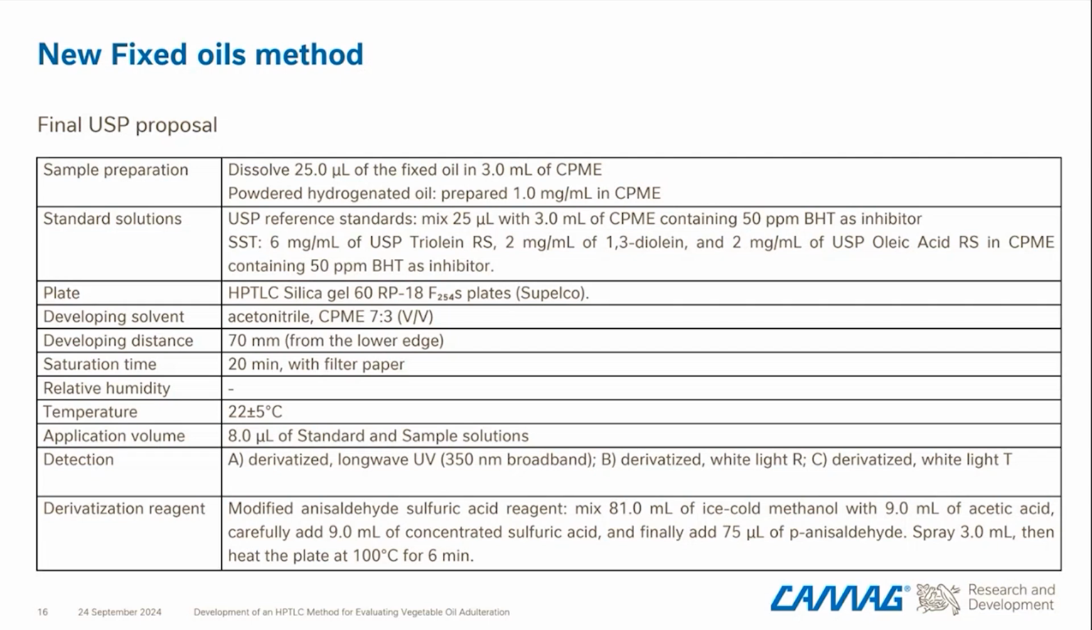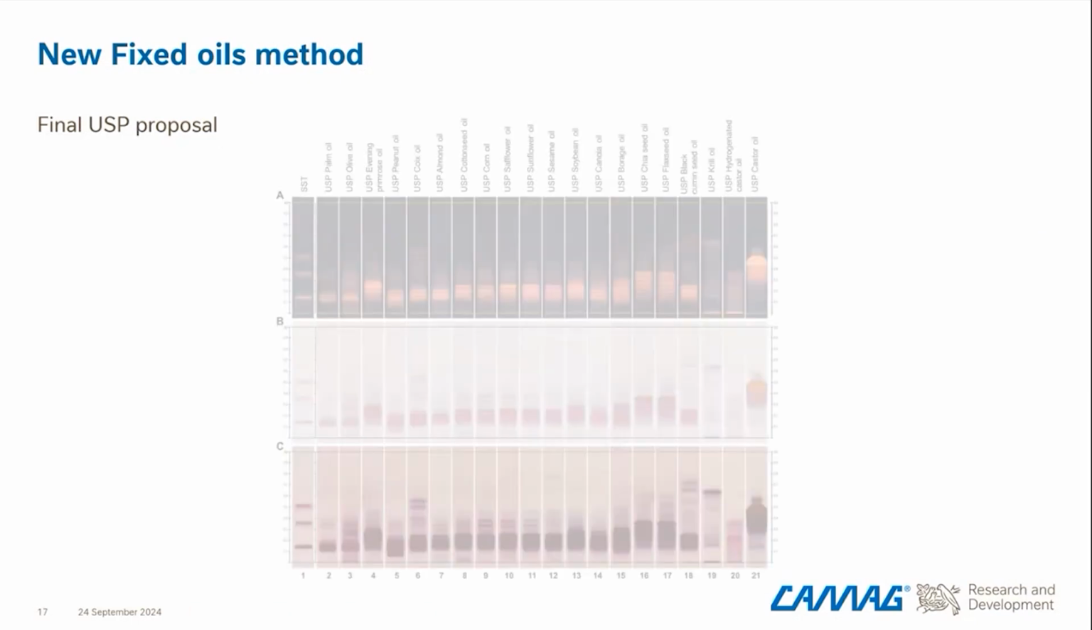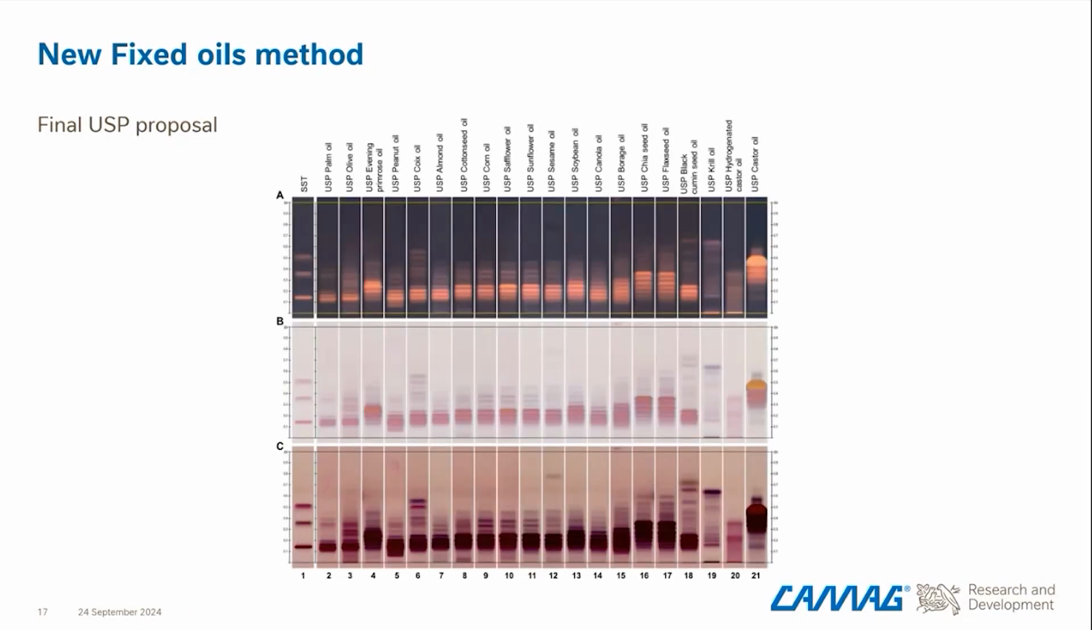Then the application volume is 8 microliters. Derivatization is using the modified anisaldehyde sulfuric acid reagent. And for the detection, we have the long wave UV and the white light R and the white light T after derivatization. When you look at the fingerprints, here is what we obtain with all the USP references. So you see that the method is really colorful, and each oil has really a different fingerprint. There can be some additional zone or missing zone, or some intensity difference between each oil.